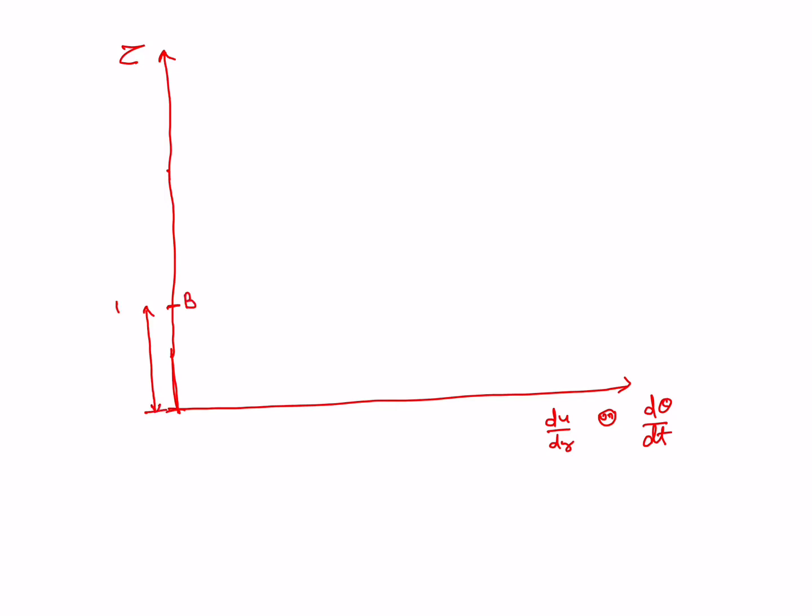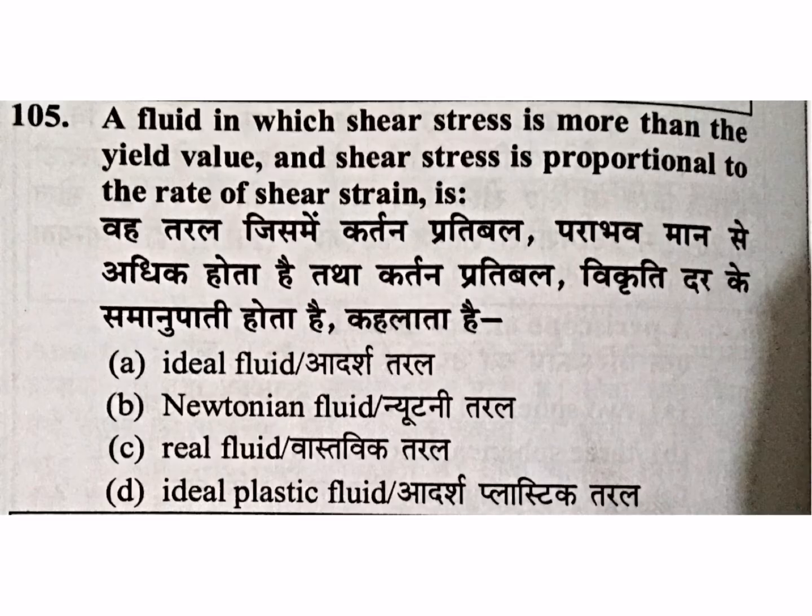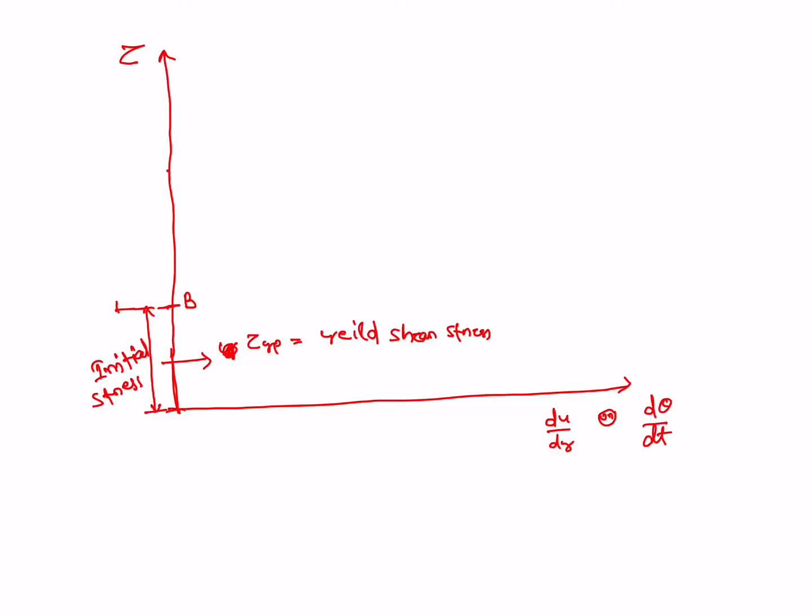Let this be point B, or B value. Up to this B value, this is your initial stress, or yield shear stress, tau yp. In this question, the stress is more than the yield value. This yield value is this one up to B, tau yp.